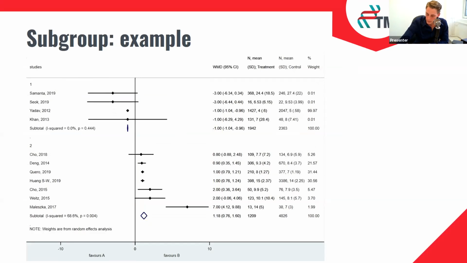And when we look at the heterogeneity values, we can see that both are lower than it was before. In the second group, we still have a significant heterogeneity because it's significant when it's higher than 50%. But this is caused by this study. And this can be some kind of outlier or something wrong with this, maybe.